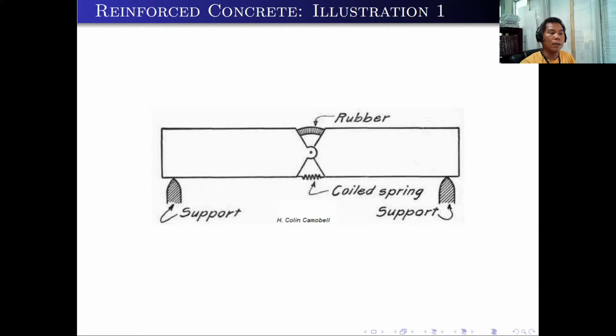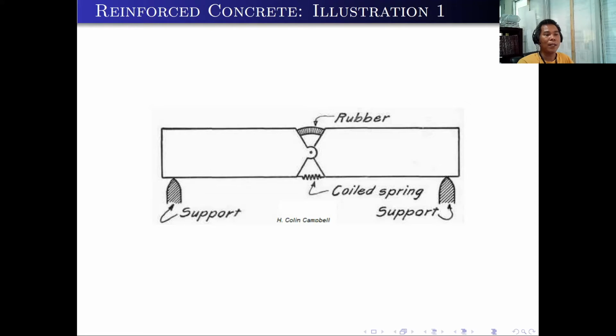Here is a diagram. It's actually a simple beam, where the mid-span portion of the beam has a coiled spring at the bottom and a rubber at the top, and we assume that at the center, or the neutral axis, is a hinge support. If we apply a load, there will be some movement. When a load is placed on top, the beam will bend at the hinge joint.